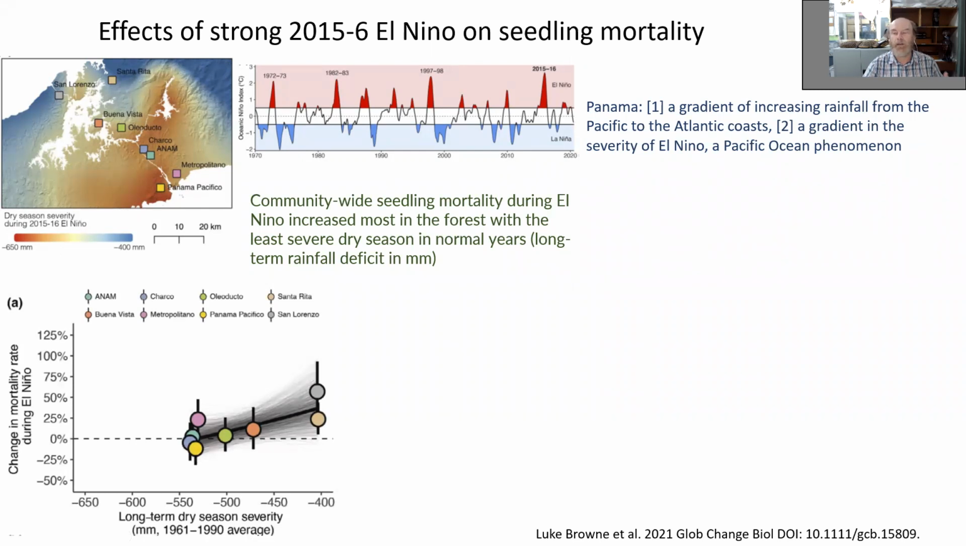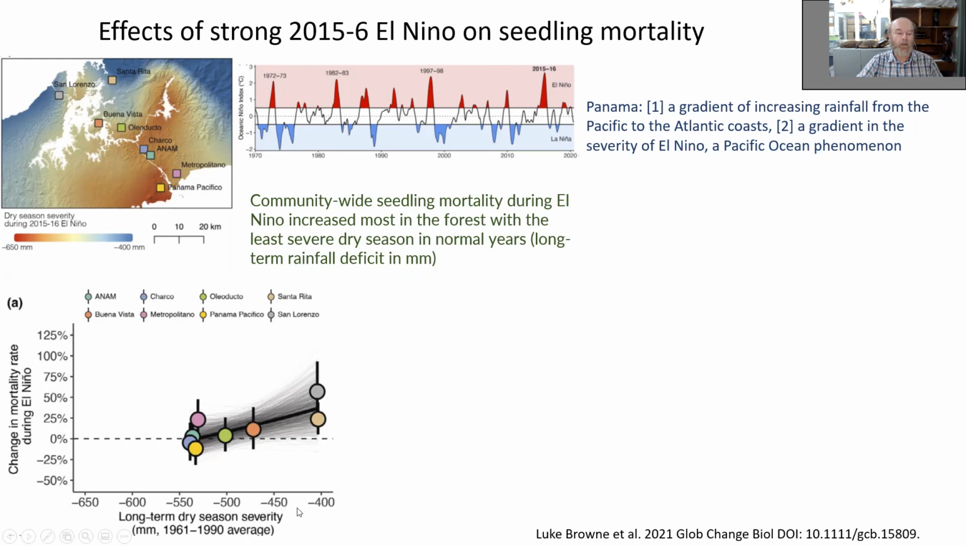There is no surprise that when you have a very strong El Nino, trees are dying more than if you have a normal year. So that was not the point of the study here. That was sort of taken for granted. But they were looking at how much this mortality increased at different plots, and they related these plots according to the typical severity of dry season in normal years.